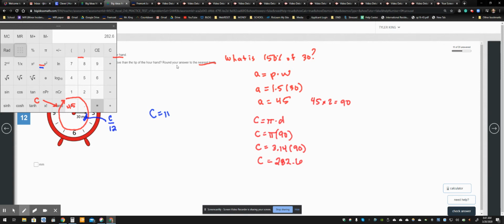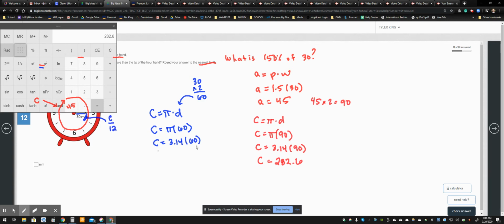Circumference is equal to pi times diameter. Our radius for our hour hand is only 30. It's not going the full diameter, so we'll take 30 and times it by 2 to end up at 60, which we can then plug in for our diameter. Circumference is then equal to pi times 60, which we can approximate by using 3.14. So we have 3.14 times 60.